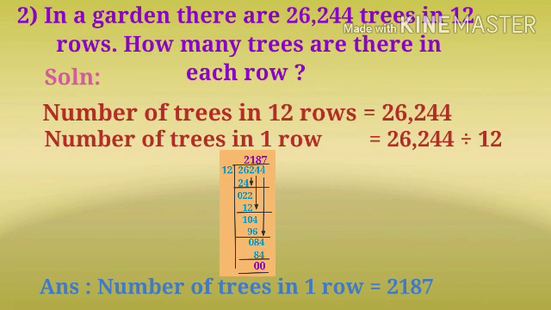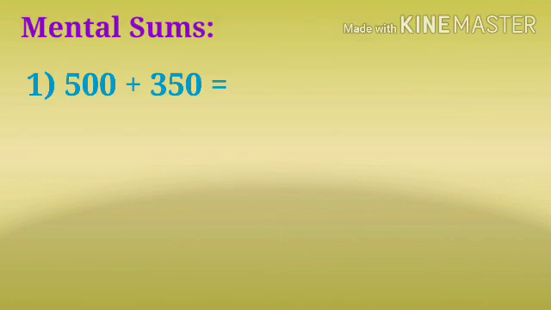Second sum: in a garden, there are 26,244 trees in 12 rows. How many trees are there in each row? Answer: number of trees in one row is equal to 2,187. Okay. Students, let us do some mental sums.